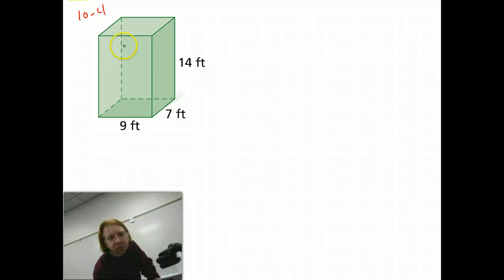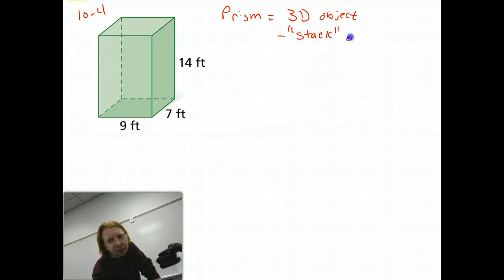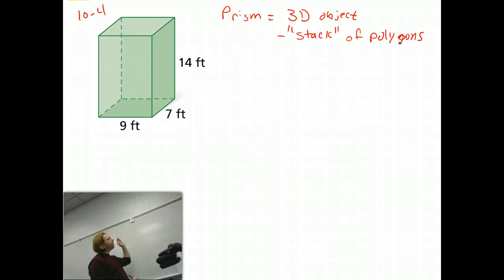When we look at this, some language we're going to use. First of all, a prism is a 3D object which can also be seen as a stack of polygons. So for example, this rectangular prism is a stack of rectangles.